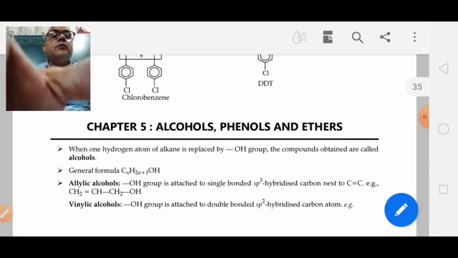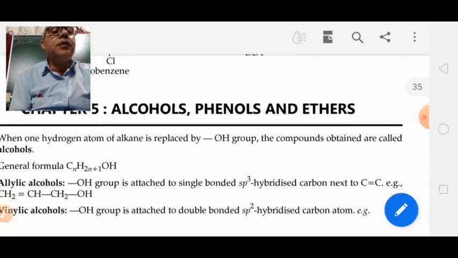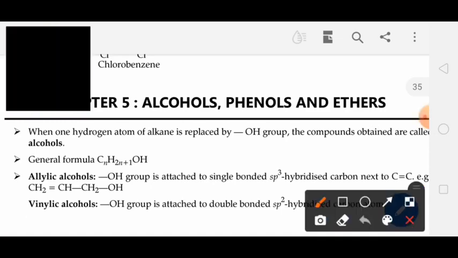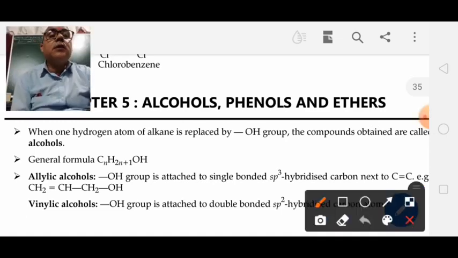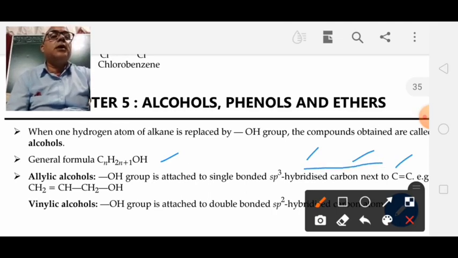When a hydrogen atom of an alkane is replaced by OH, the compound obtained is called alcohol. The general formula of alcohol is CnH2n+1OH. Now see the allyl alcohol. Mostly it is asked in the question paper, and I have also asked it. Here is the sp3 hybridized carbon next to the double bond. This line you have to remember.